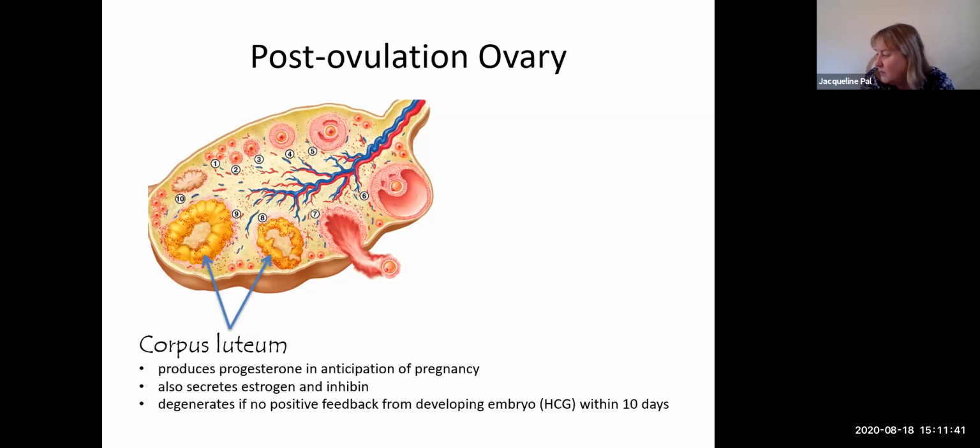pregnant. Now, if within 10 days it doesn't get any HCG signals coming back, then it goes, I don't know why I was working so hard. We're going on strike. It is siesta time for another month, and it will degenerate.